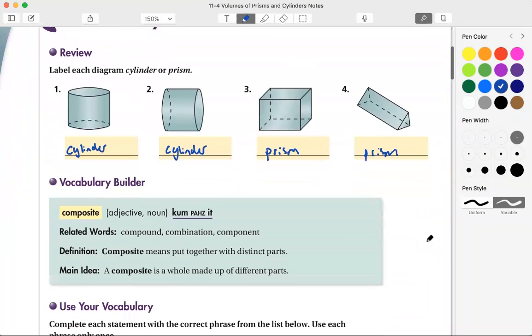All right, composite. Related words are compound, combination, or component. The definition of composite means put together with distinct parts. So the main idea: a composite is a whole made up of different parts.